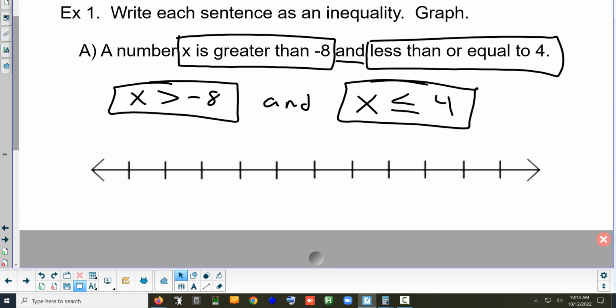All right, let's do our number line. If we go by ones, I don't think we're going to have enough space. So let's go by twos. So -8, -6, -4, -2, 0. Yeah, I labeled a little bit more than I needed, but that's okay.